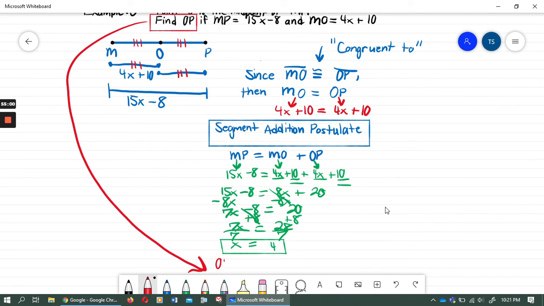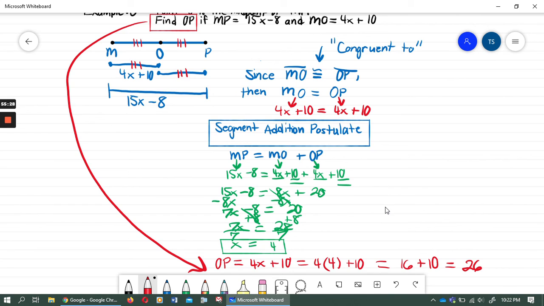All right, so OP was equal to 4x plus 10, and we need to plug in our x value that we just got. So that'll be 4 times, and we're going to replace x with that value 4. So that's 4 times 4 plus 10, and 4 times 4 gives us 16, so that's 16 plus 10, which is 26.